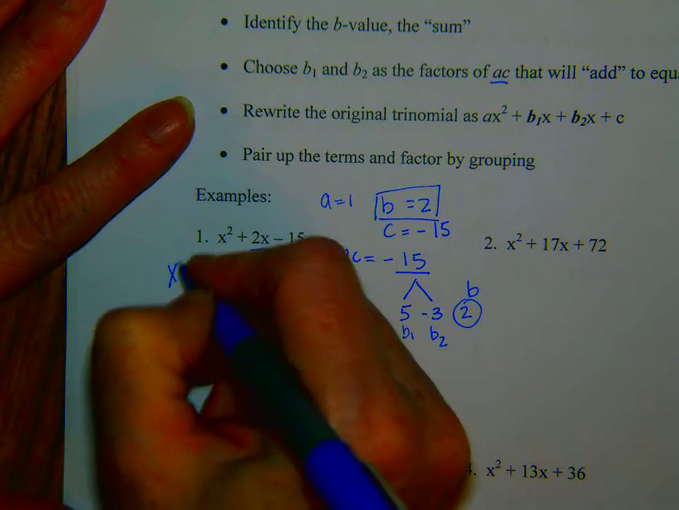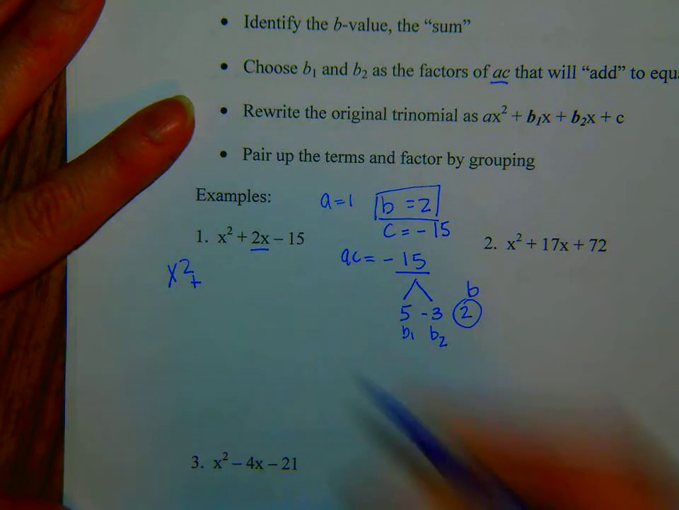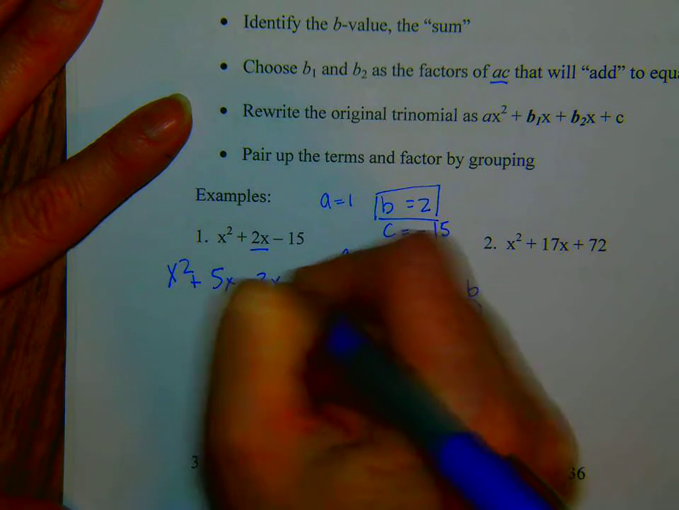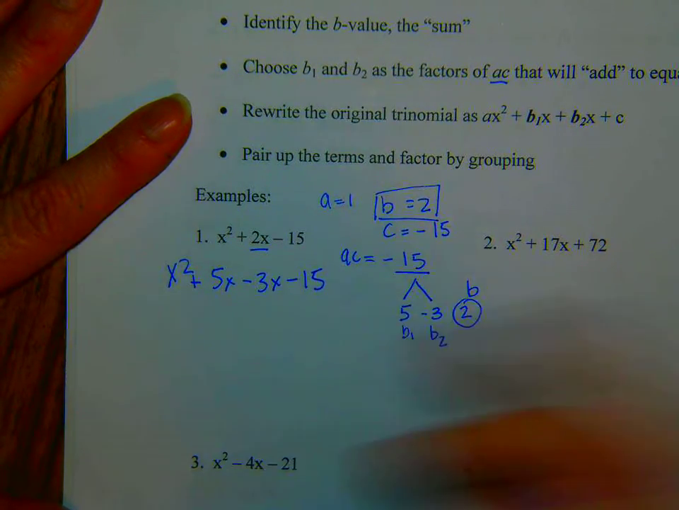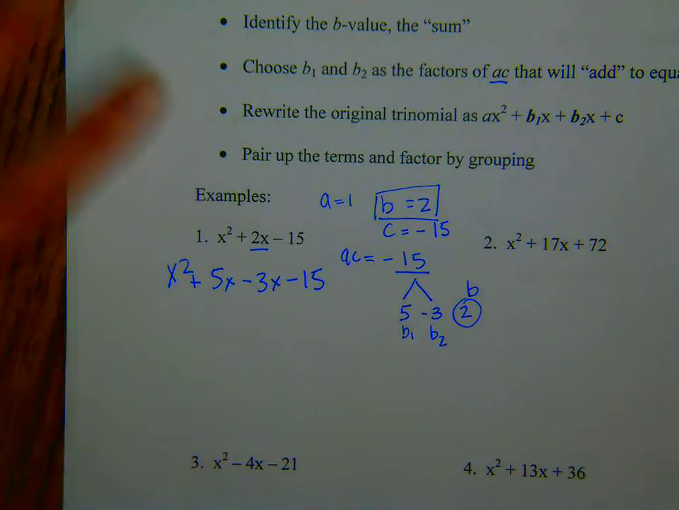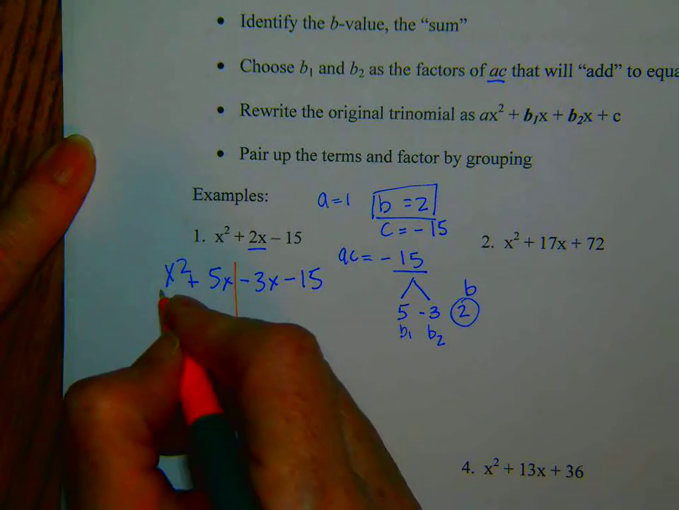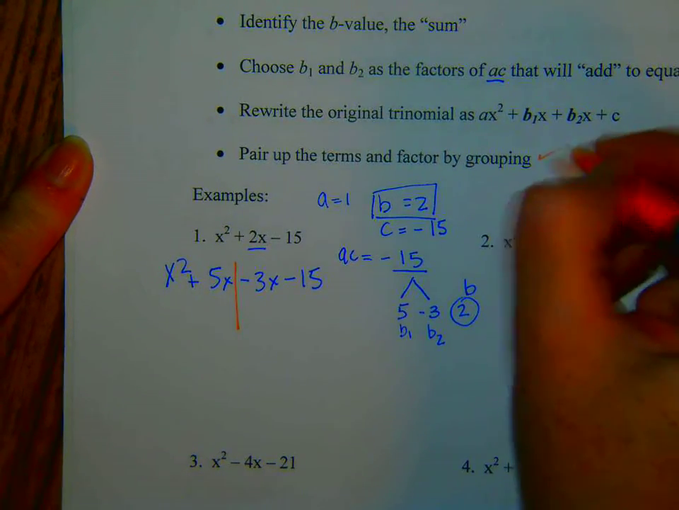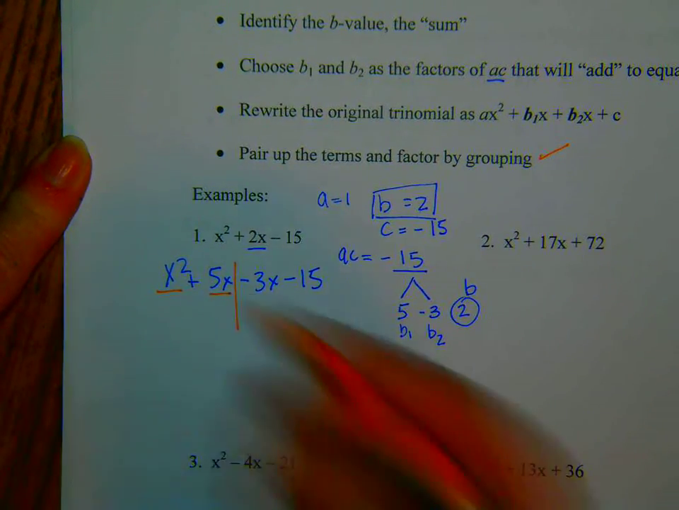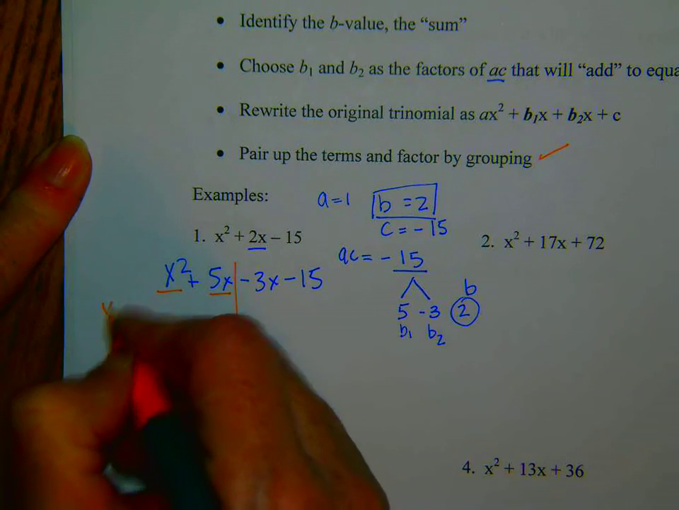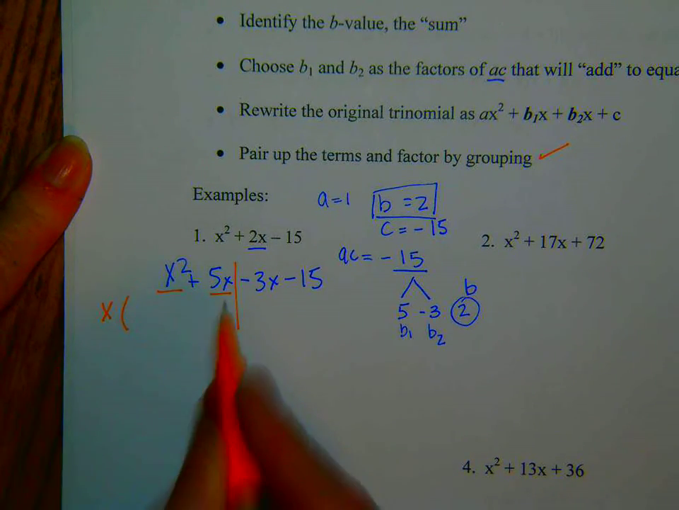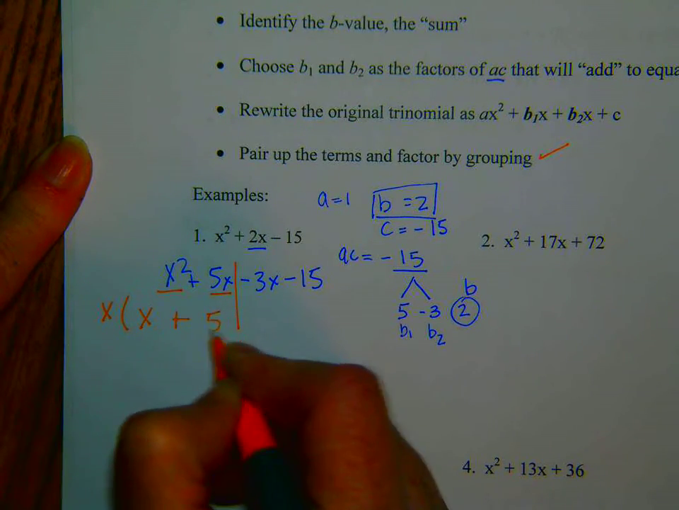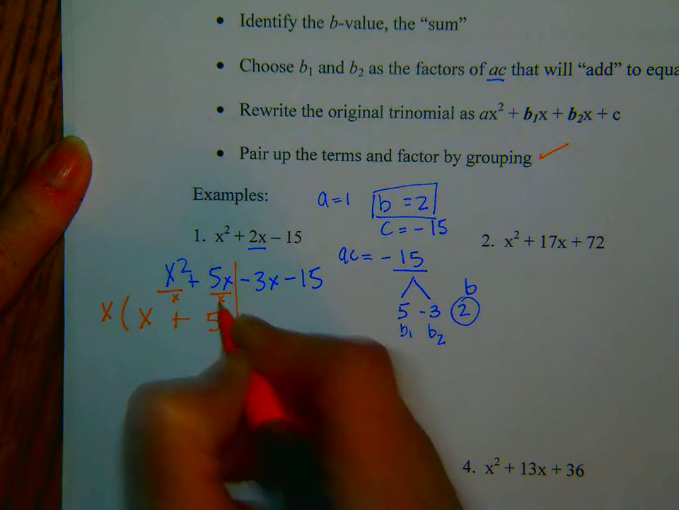So let's move that up and let's substitute. We have x squared plus, instead of 2x, 5x minus 3x minus 15. And it doesn't matter what order you write them in. Rewrite the original, pair up the terms, and factor by grouping. We're factoring, taking out the greatest common x, which is the greatest common factor. What am I left with? x plus 5. Taking out meaning divide it out.